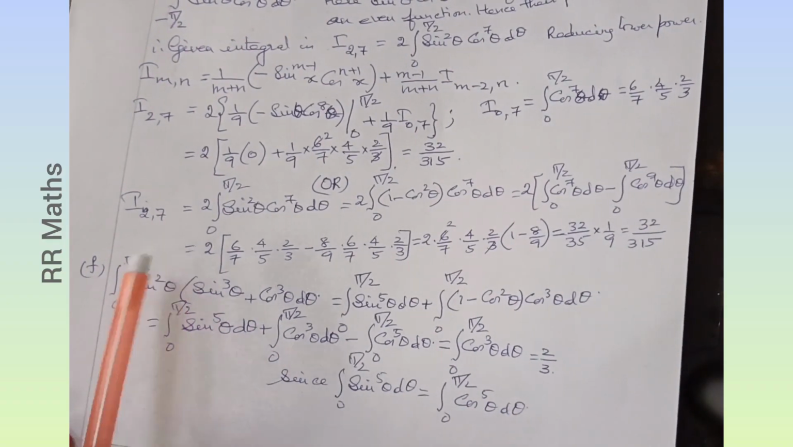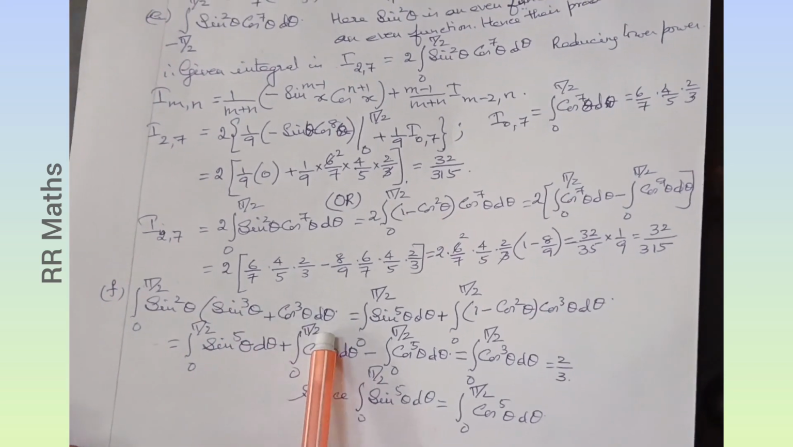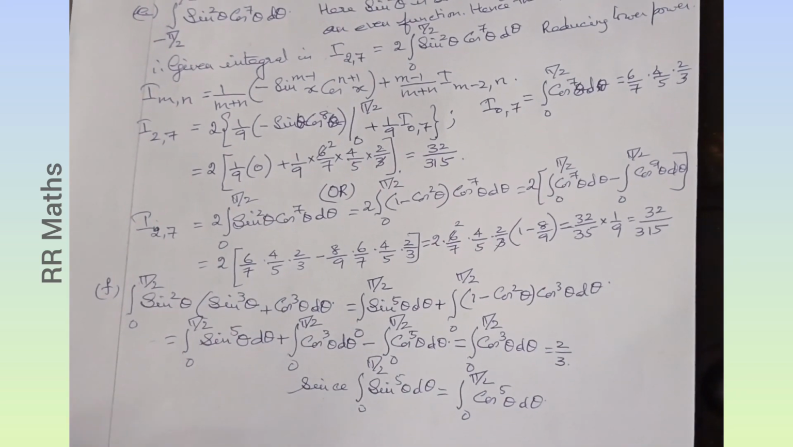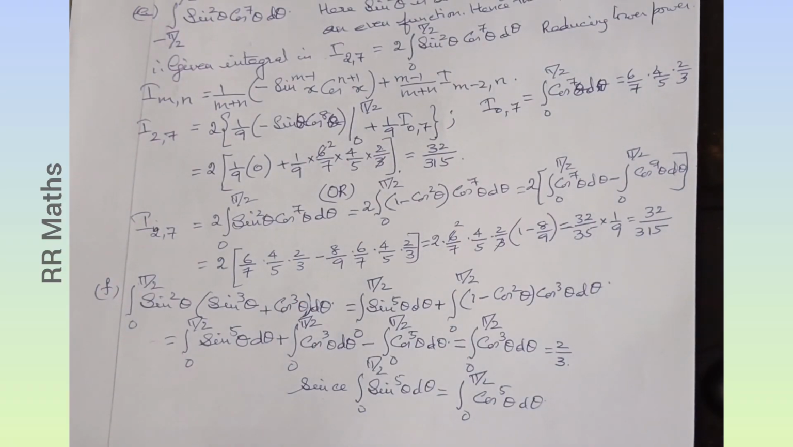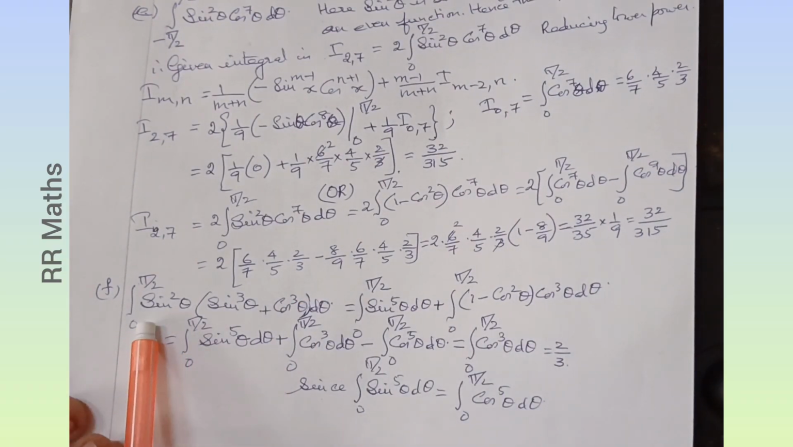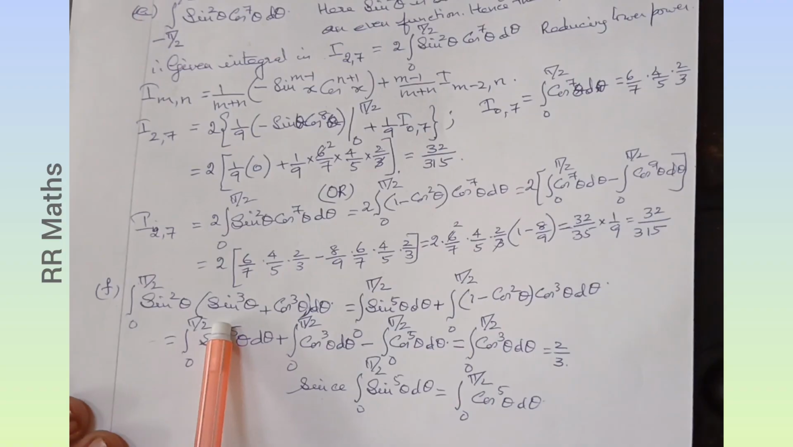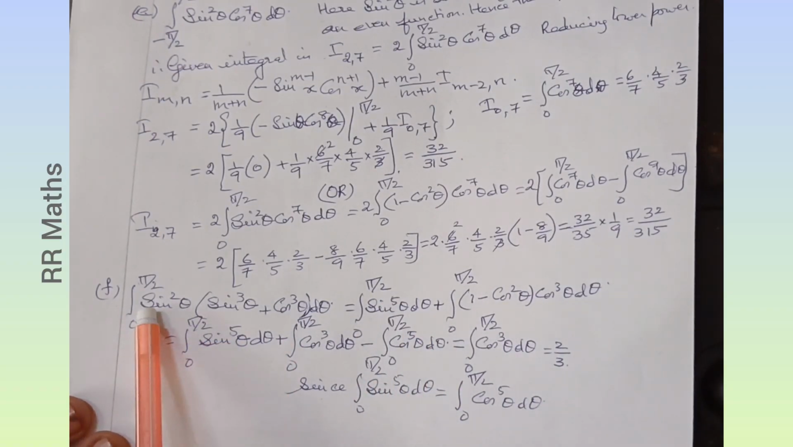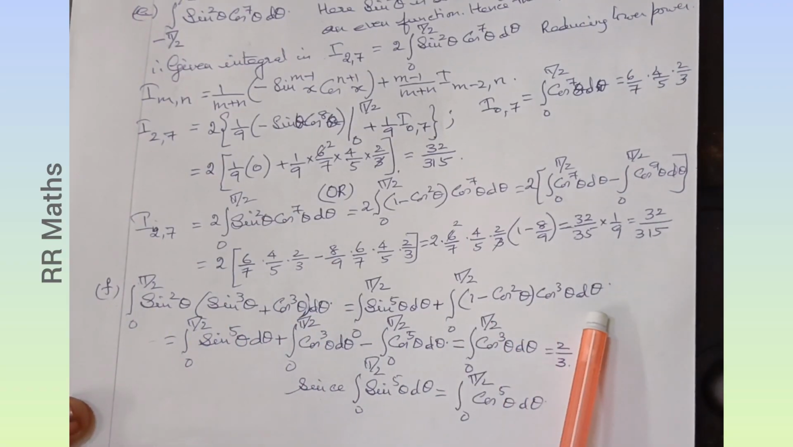Evaluate integral 0 to pi by 2 sine square theta into sine cube theta plus cos cube theta d theta. So here again I am going to use it as two integrals and I'll replace sine square as cos square when I want it. So the first integral is going to be integral 0 to pi by 2 sine square into sine cube, which is sine to the power of 5 theta d theta. Second integral was sine square theta into cos cube theta.